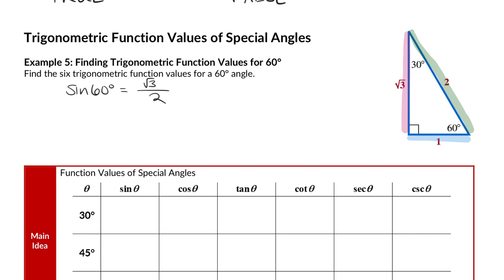If we go to do the cosine of 60 degrees, cosine is the adjacent over the hypotenuse. What is adjacent to 60 degrees? 1. What is the hypotenuse? 2. If we go to do the tangent of 60 degrees, tangent of 60 degrees is opposite over adjacent. What is opposite of 60? And what is adjacent? So square root of 3 over 1 is just square root of 3.